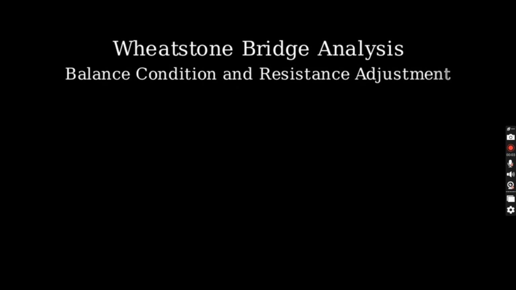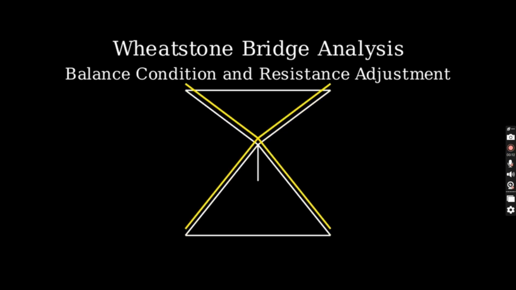Let's analyze a Wheatstone bridge circuit and determine if it's balanced. We'll also find how to adjust the resistances to achieve balance. Let's first draw our Wheatstone bridge circuit. Here's our bridge configuration with 4 resistors.